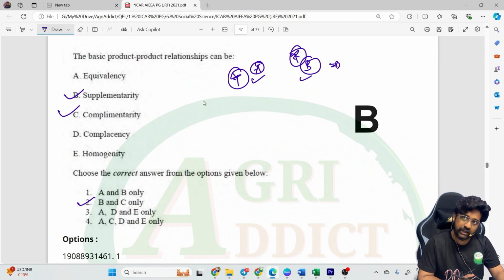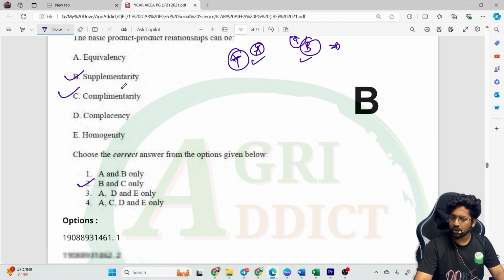as when we incorporate legumes in rice production, right? Obviously the legumes will fix the nitrogen so that it will be beneficial to the other product, right? So therefore complementarity goes like that. So of these options, supplementarity and complementarity are the only possible product relationships.